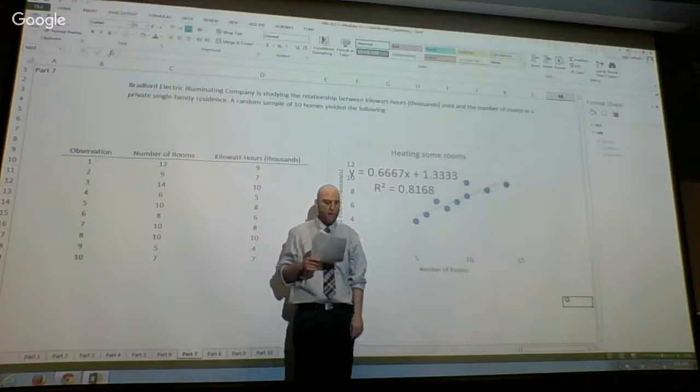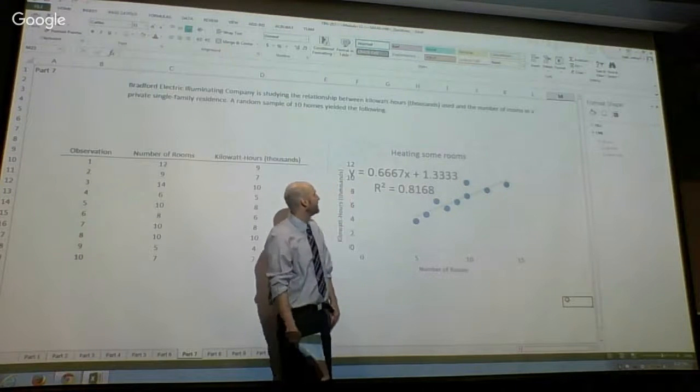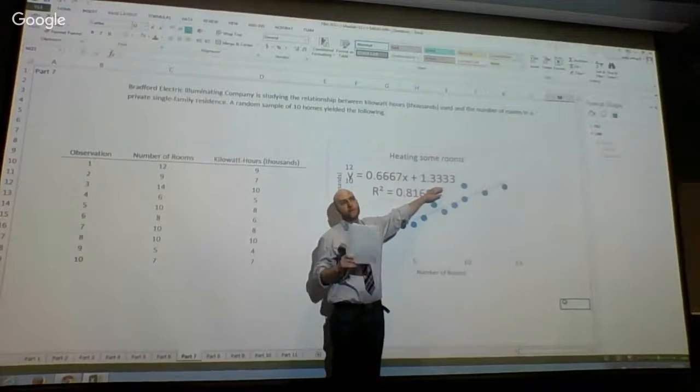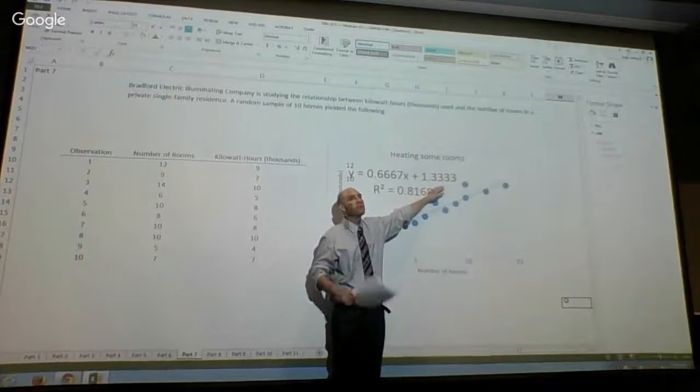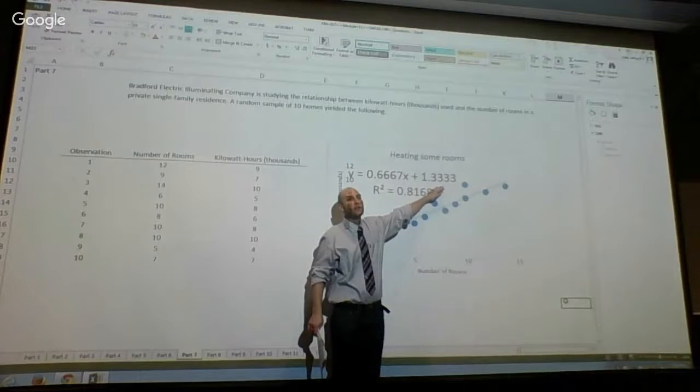69. Given that y hat equals a plus bx, what is the value for b? James? 2/3. 2/3, but I'm pointing at 4/3. That's the A value. I know, because there are many values up here. This is one of them. It's not the B value.